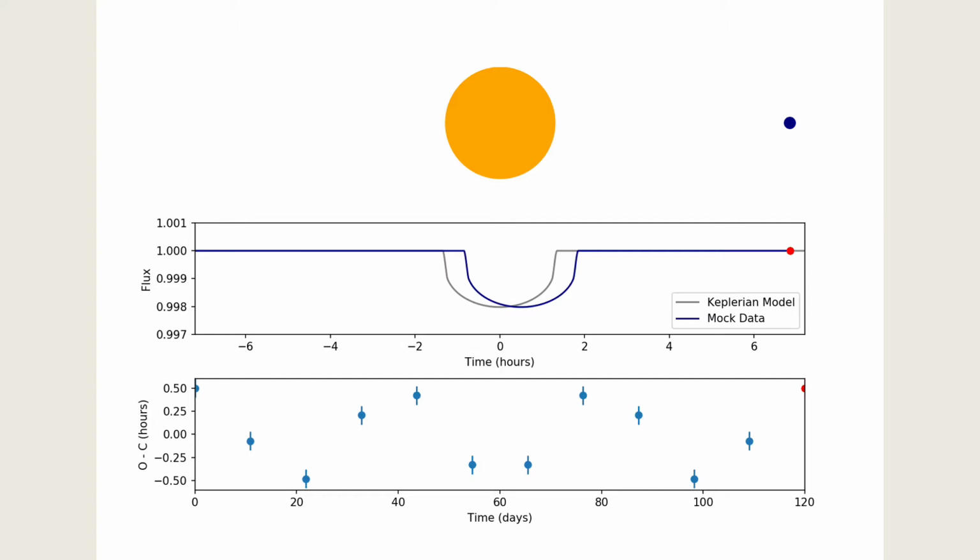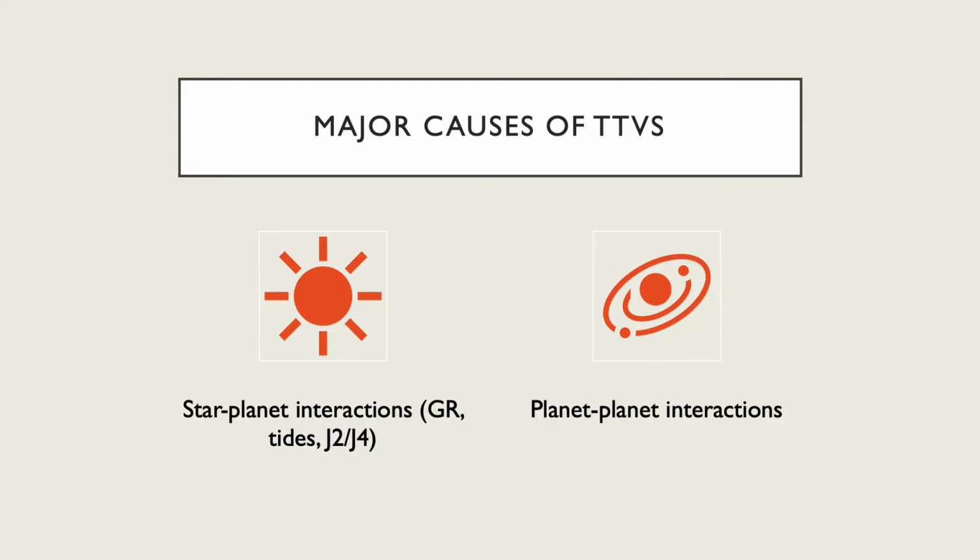In the bottom panel of this animation, you'll see the observed minus calculated transit time. So basically how far away from the model is the observed time that you see the transit to occur. The deviations from the Keplerian model are due to extra things that are happening in the system. So what kind of things can cause your transits to deviate from when you expect them to occur and thus cause transit timing variations? So there are two main sources of transit timing variations.